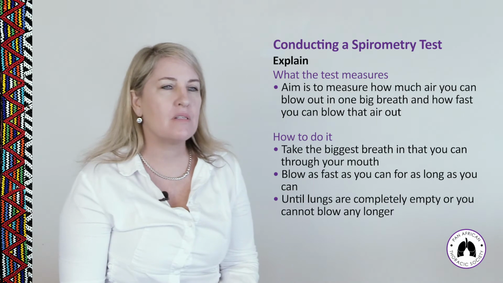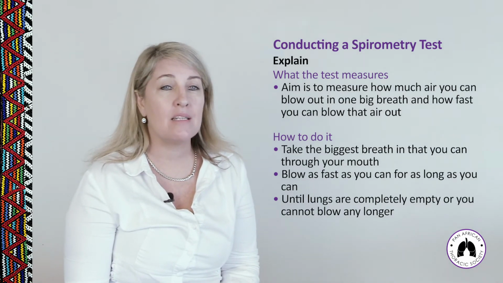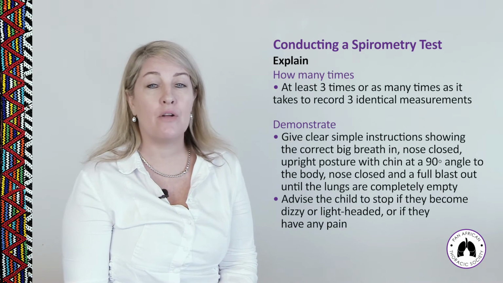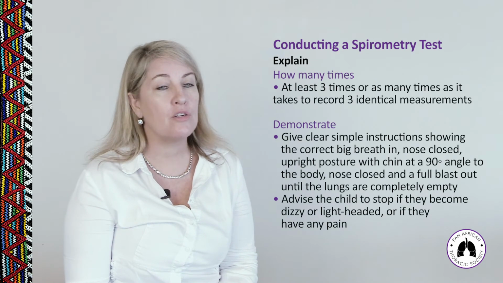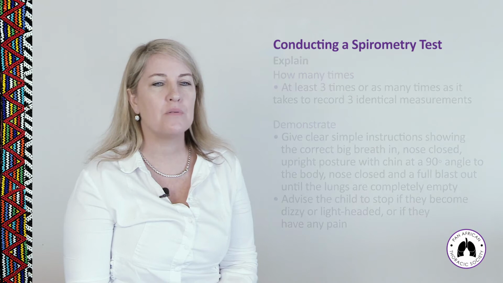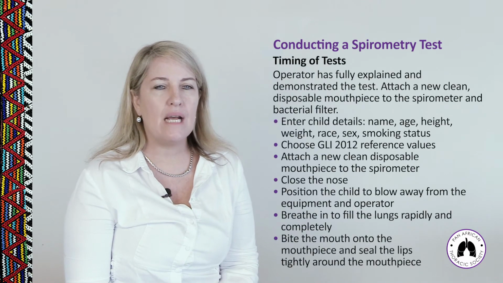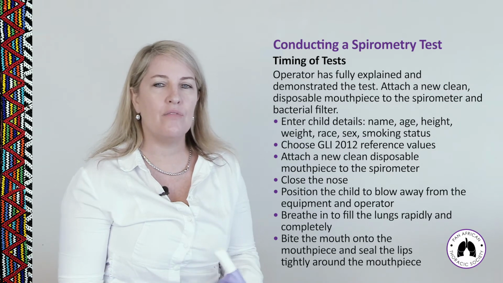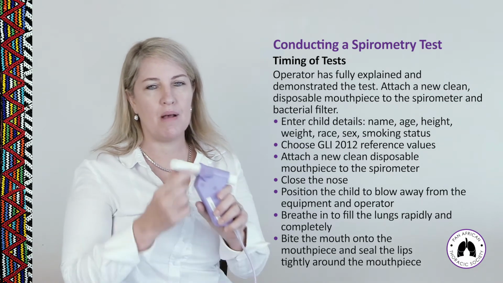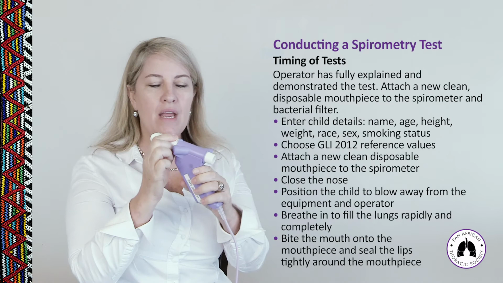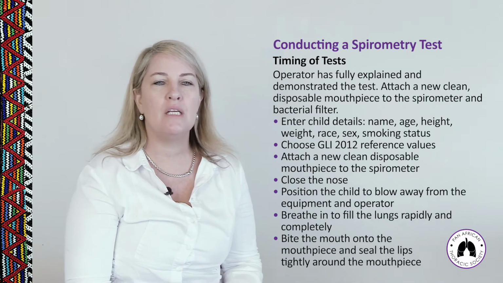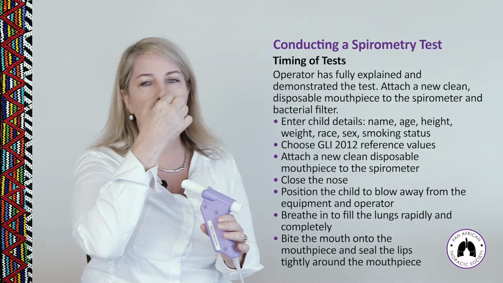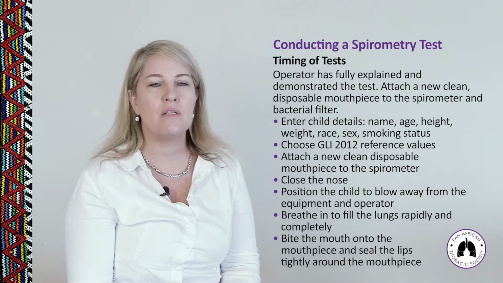You see the difference? Remember that that's a key issue. You need to explain also how many times they're going to do it. So remember to tell them they're going to do at least 3 identical blows. Once you've explained and demonstrated the test and you've attached a new clean disposable mouthpiece like this, you've entered your child details onto the machine, you've either applied a nose clip if you have disposable nose clips, or the child holds the nose closed themselves.